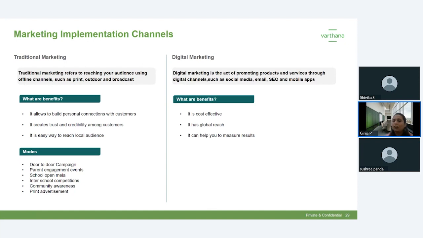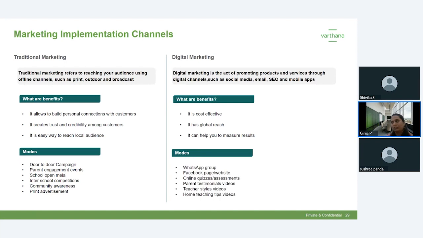It will also help you measure your results. If you are sending messages to the parents, you can measure how many parents actually saw them and how many visited your website. It will help you understand how many parents are visiting, how many are interested, and how many are likely to convert. So what modes can you use, and how can you do this?